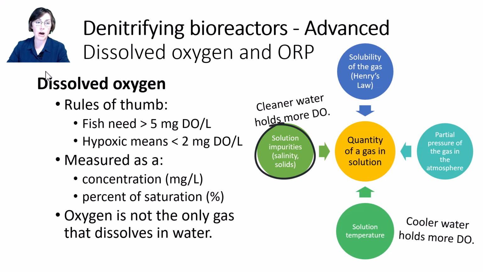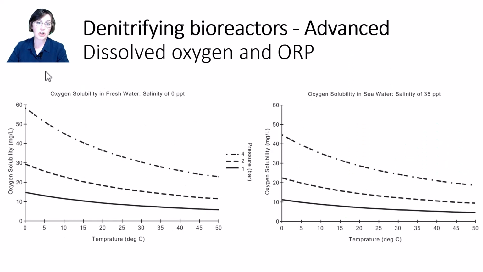This last bubble about impurities in the solution is also illustrated with this set of graphs. You see fresh water on the left and saline water, or ocean water, or marine water on the right. Comparing a given point, you see that at any given temperature and pressure, for example, 1 bar of pressure and 10 degrees Celsius, the saline water will hold less oxygen at saturation. The solubility of gases in water decreases as there's other dissolved materials present in that solution.